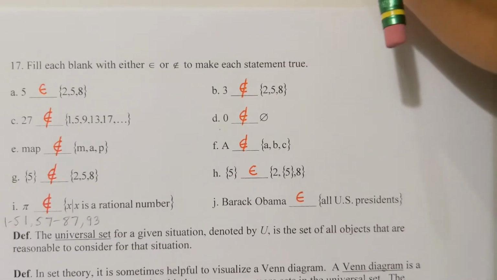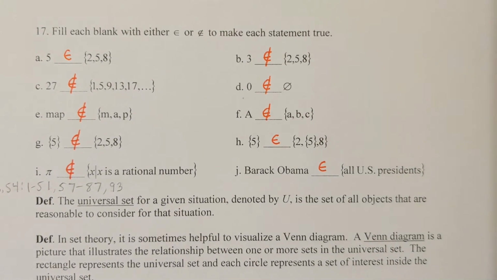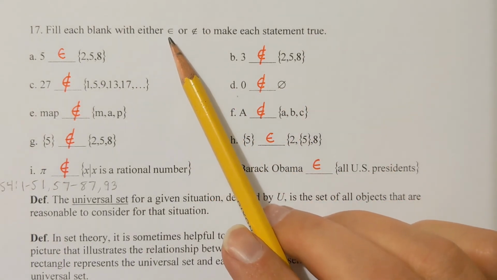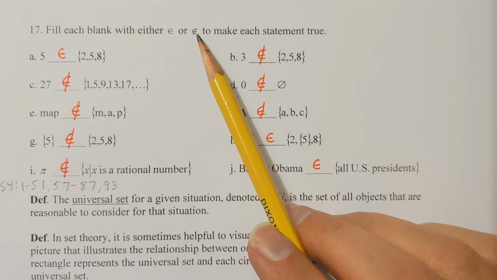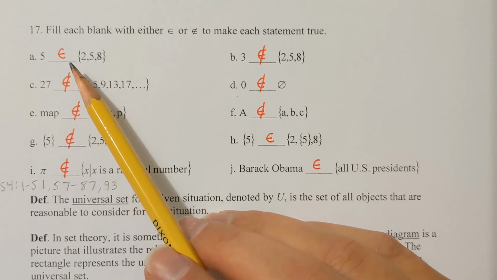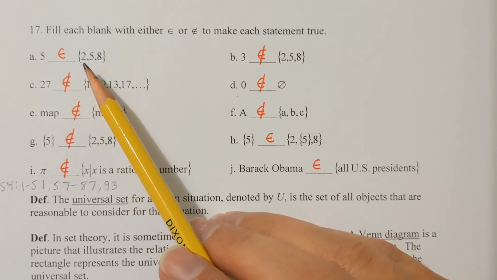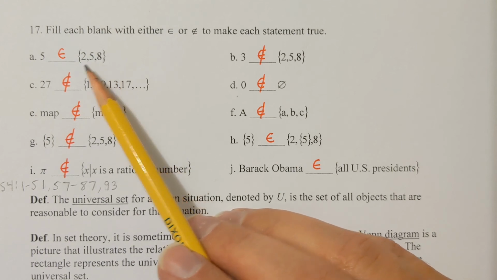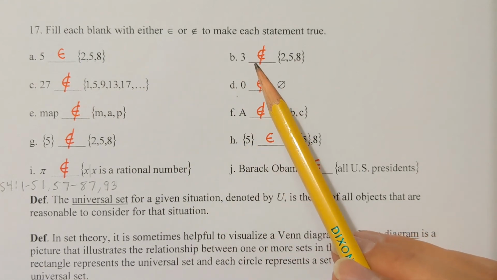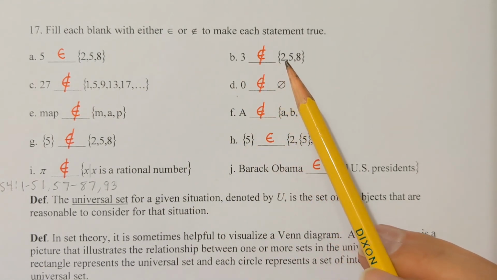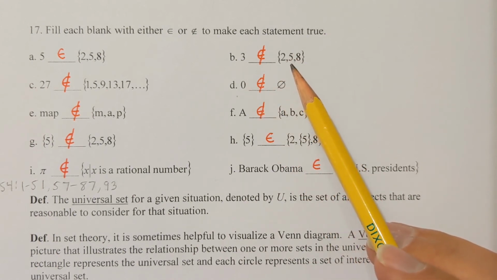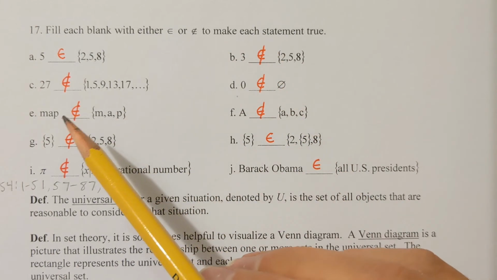So some examples here. Problem 17, you want to fill in each blank with either the symbol that means contained in or not contained in to make each statement true. Part A, 5 is contained in the set containing 2, 5, and 8. Yeah, that's true. So 5 is one element that I can see plainly there. Part B, 3 is not contained in the set containing 2, 5, and 8. Okay, so 3 doesn't belong in that set, so I'd make sure to have a slash through that sign.